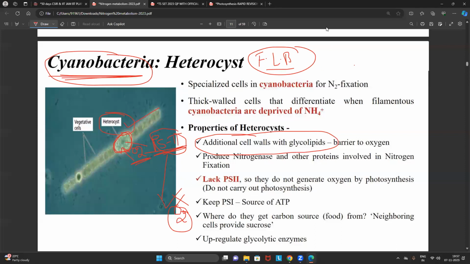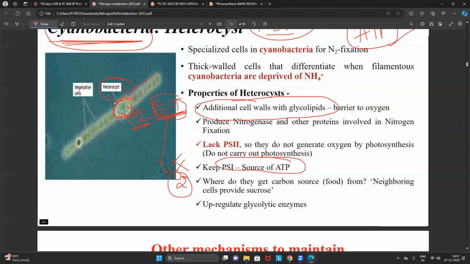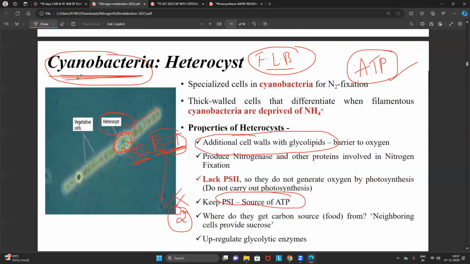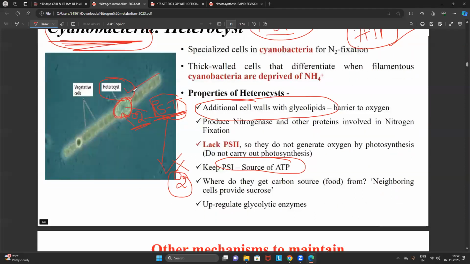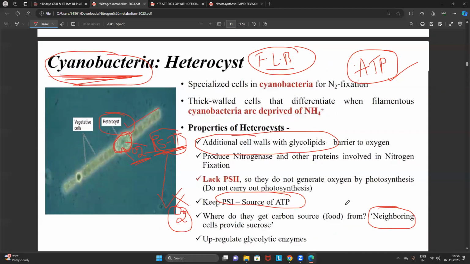We got that point. Now you can ask me, sir, then how can the cyanobacteria synthesize the ATP? Because PS2 is very important for the ATP production. That's a very good question. So instead of the PS2, they depend on PS1. Very important one. And a very important point all the students have to remember: for the food, I am talking about the food, they exclusively depend on the neighboring cells. Please don't confuse this particular point.